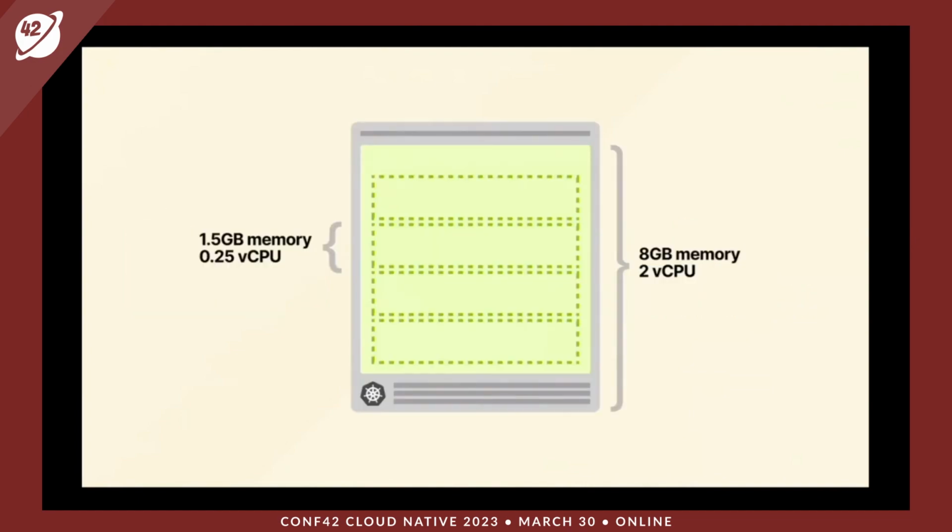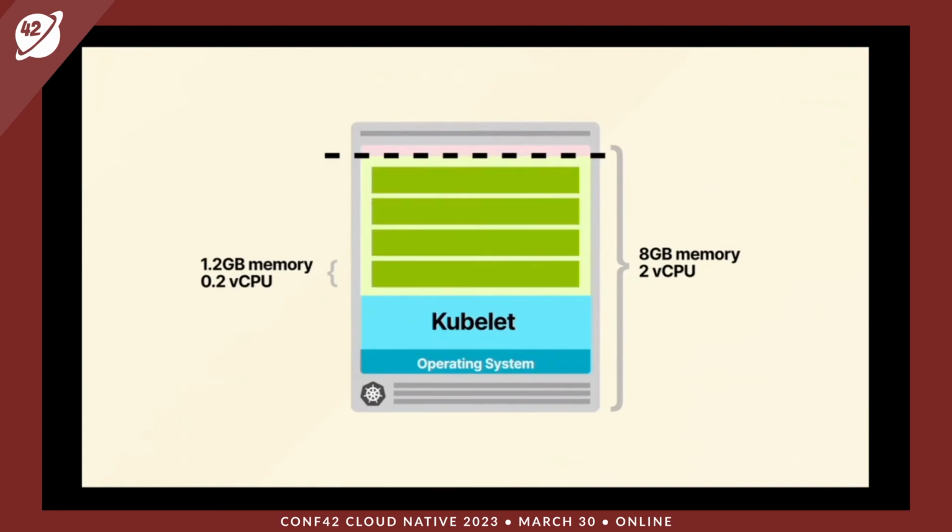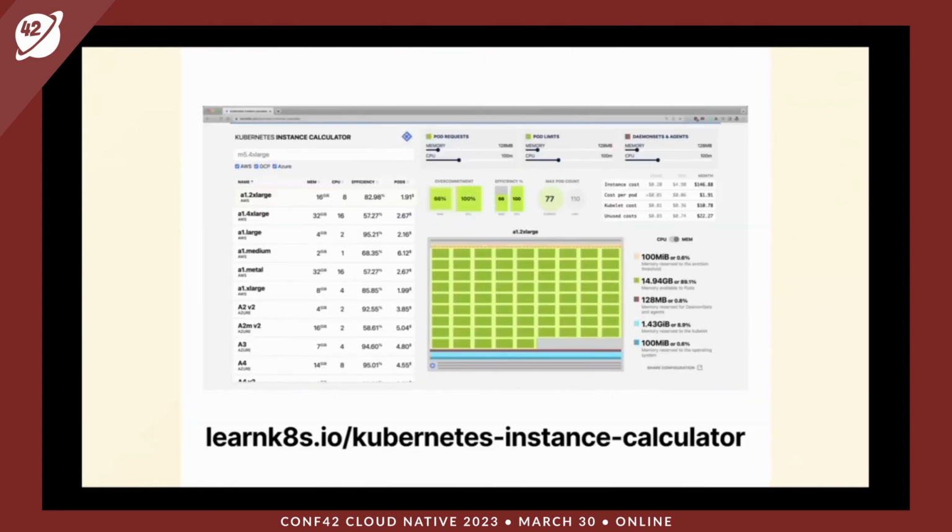Going back to our scenario of fitting our pods on a machine, taking into account the reserves for the kubelet, if we sized our machine correctly, we might be able to fit all of our workload in a node. This isn't easy given the vast array of possible machine sizes, so we've done some of the hard work for you in this space and created an instance calculator.